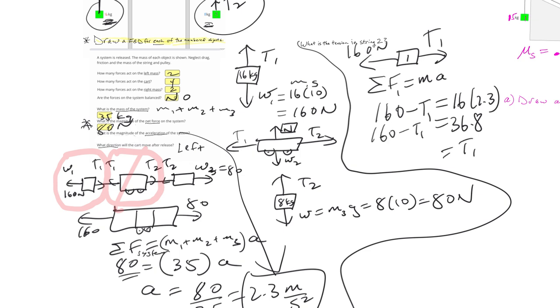T1, we add T1 to both sides, then I subtract the 36.8. 160 minus 36.8 is 123.2.